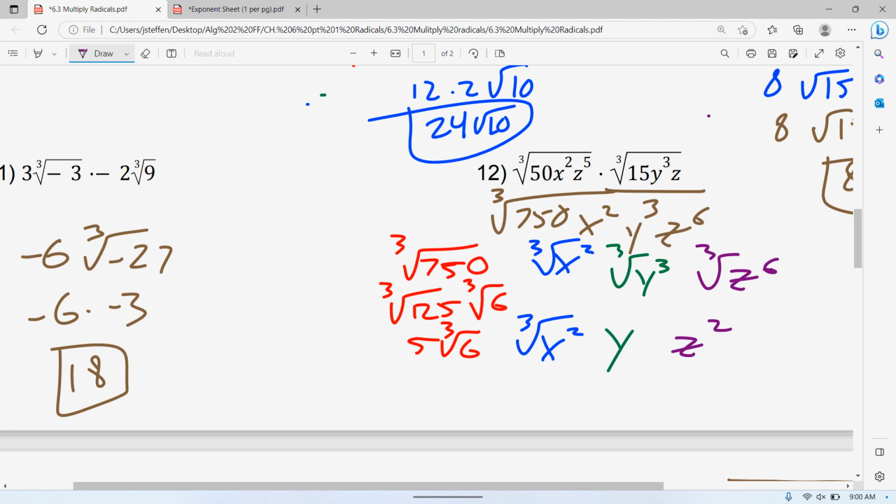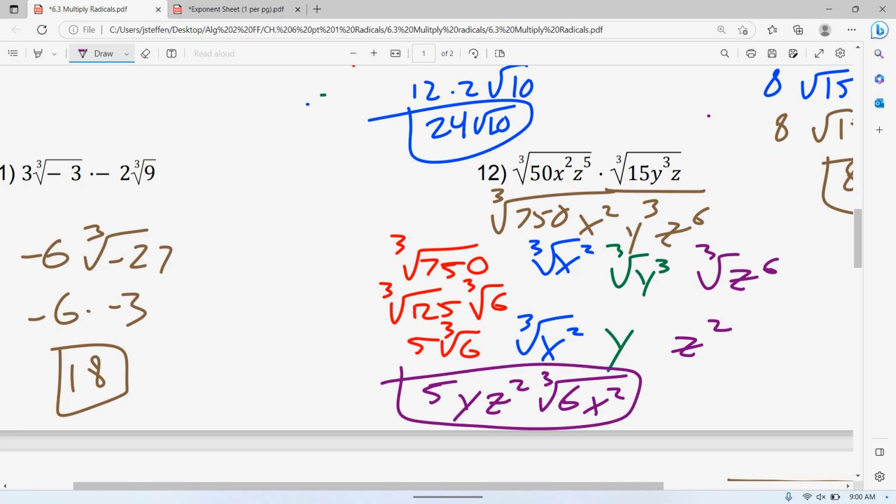So everything not inside of a radical is 5y z squared. Everything inside the radical is the third root of 6x squared. Don't forget that third root. I forget that a lot. How many questions over those?